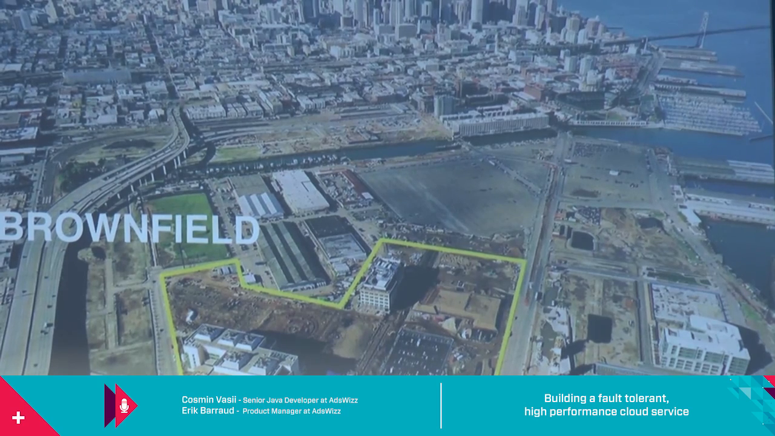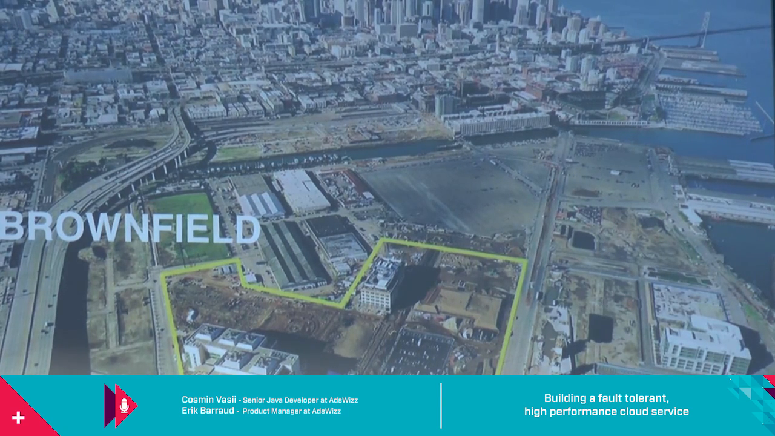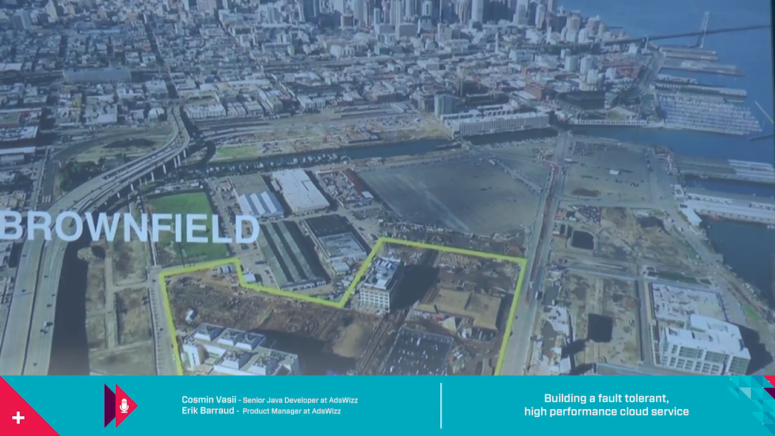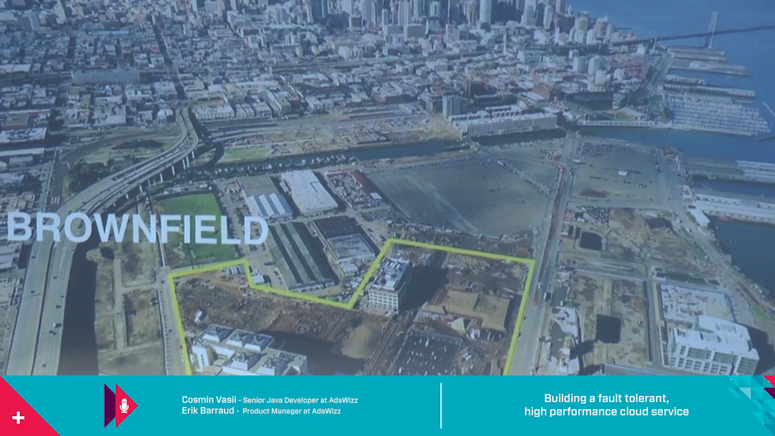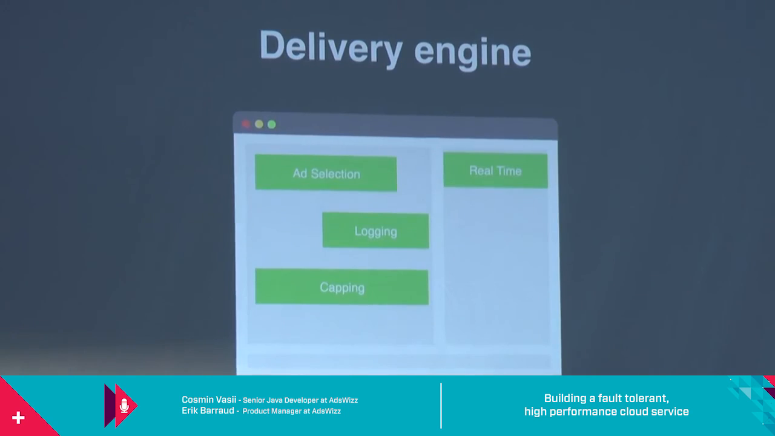So you have to build on top of something that's really big, that's in production, that runs fine and produces money for your company and pays for your salary. And that key component is called delivery engine. Like Erik mentioned, we need to deliver ads. This is what this component does.